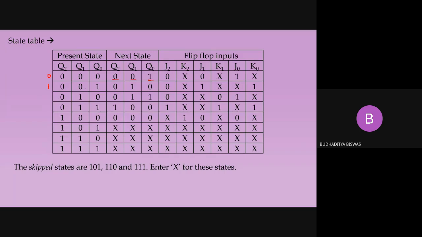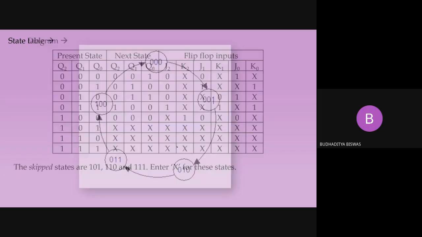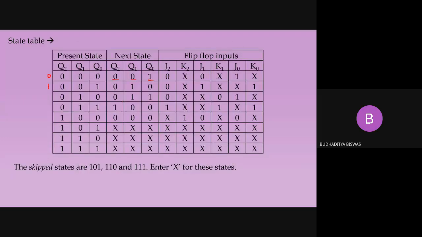So next state is 0, 0, 1. So what will be the next state? If it is 0, 0, 1, what will be the next state? 2. 0, 1, 0. That means 2. Okay. So you see, if it is 1, then it is 0, 1, 0. If the present state is 2, what will be the next state? It will be 3, 0, 1, 1.